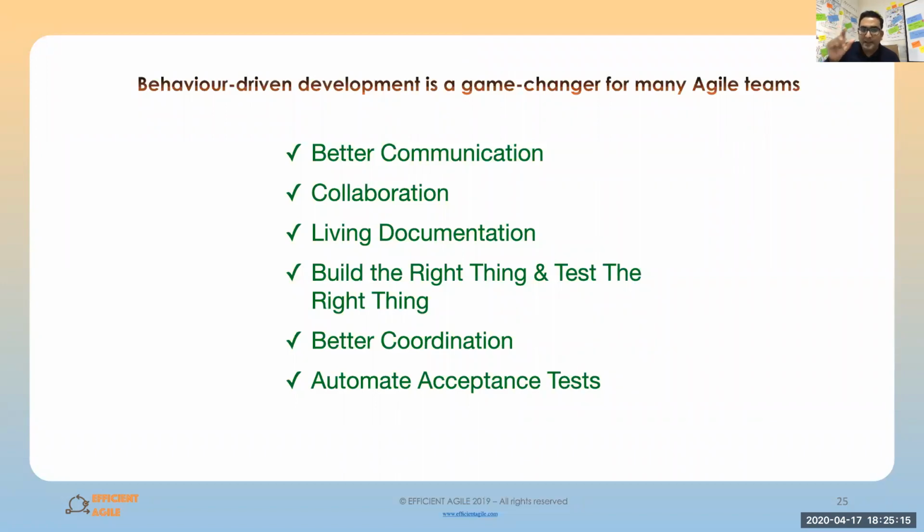Build the right thing and you test the right thing. It also improves better coordination between multiple teams. If you have a lot of teams working together, you can improve that coordination. You can have a squad A, squad B, squad C, but you can all work together, share that knowledge, share that experience. One team learns something from the other team. It's not a competition.